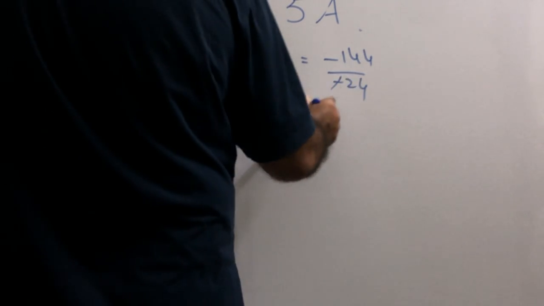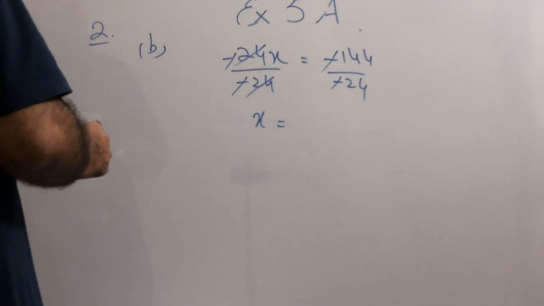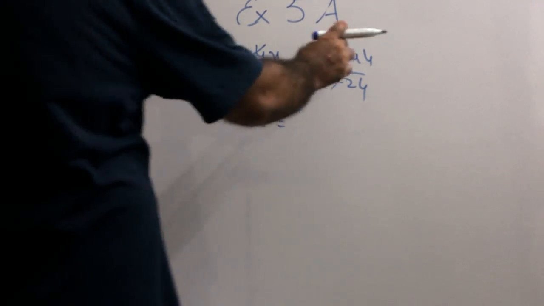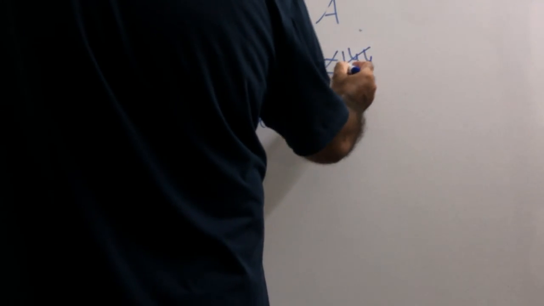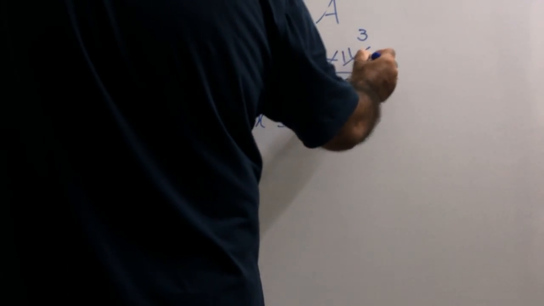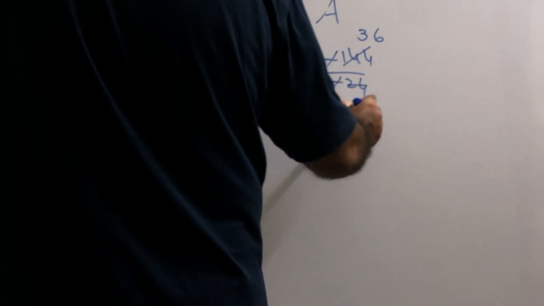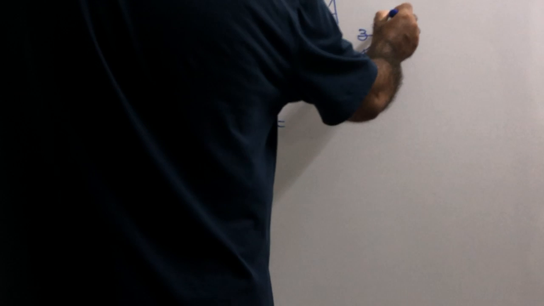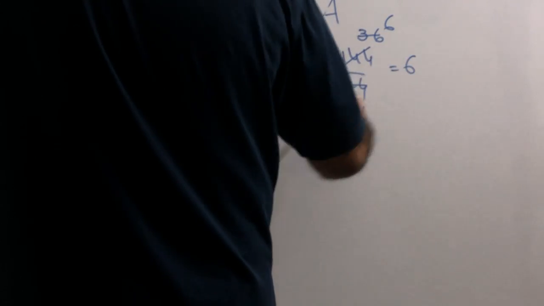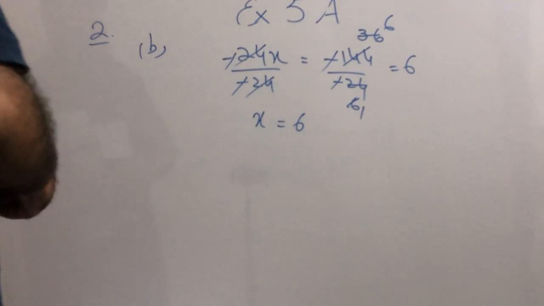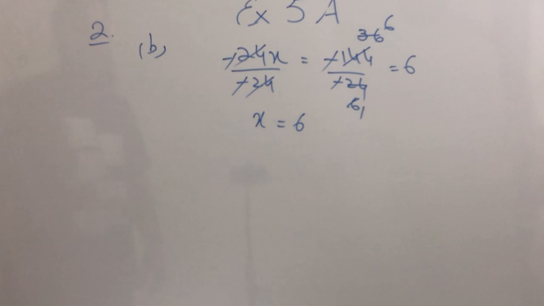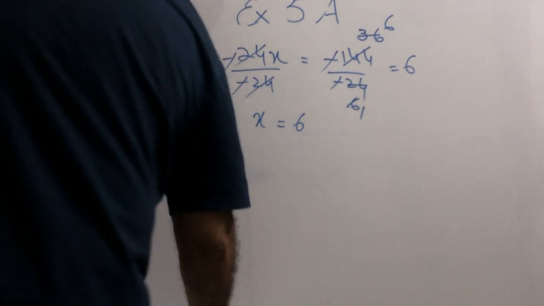This minus will be cut with minus. Then we will simplify this. We divide this by 4. 4 3s are 12, 24. 4 6s are 24. 4 6s are 24. Then 6 1s are 6. 6 6s are 36. So x is equal to 6 is the answer for this question. It was pretty easy, similar to part A.